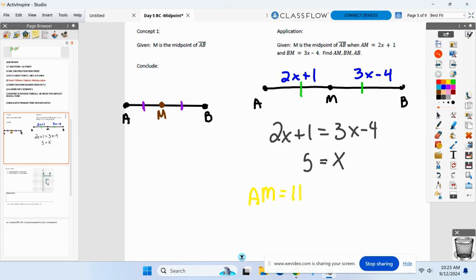Plug it back in to find BM. Length of BM. It better be 11, right? Makes sense. It better be 11 because M is the midpoint. And now I combine both of them to get the length of AB, and we have 22. Yep. Good work.